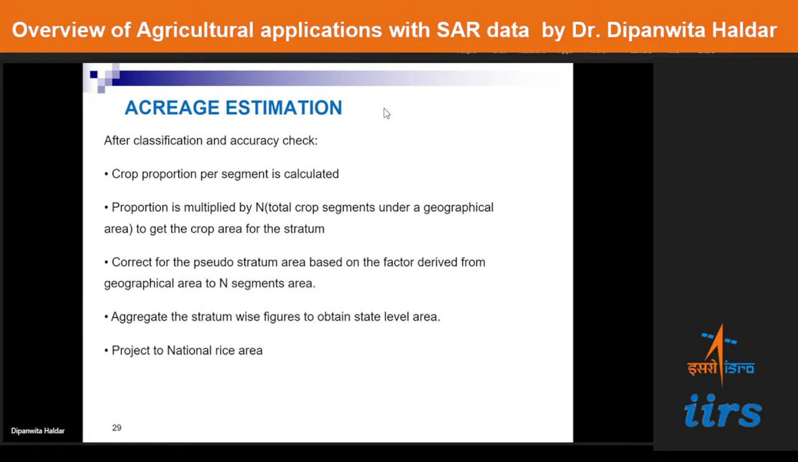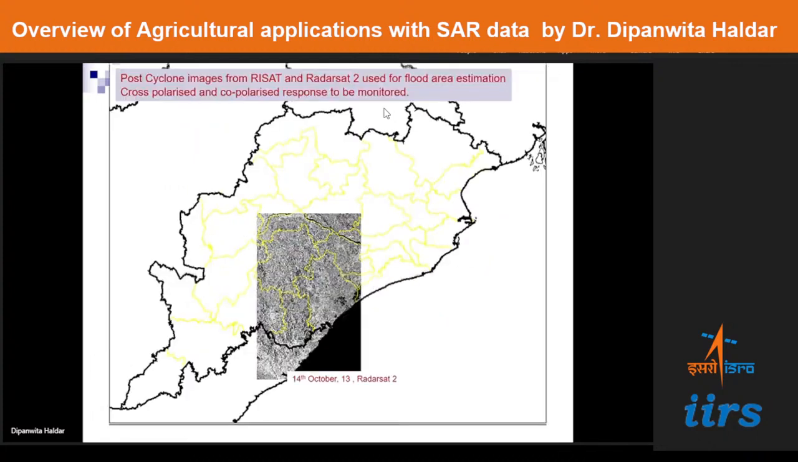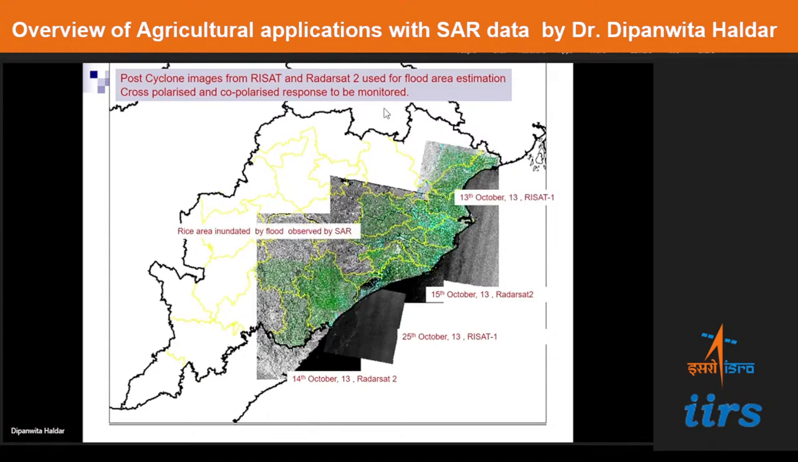Then we have to correct for the pseudostratum for any unsampled or unmeasured points, based on a factor derived from the geographical area to n segments area. So this is corrected for the pseudostratum. Then we aggregate the stratum-wise figures. There may be different strata based on the different proportion of the crop growth, so all these segments may not have equal proportion of crop. That is why the stratum concept is there, and then it is finally projected to the national rice area. Okay, so this is how the acreage estimation is done.